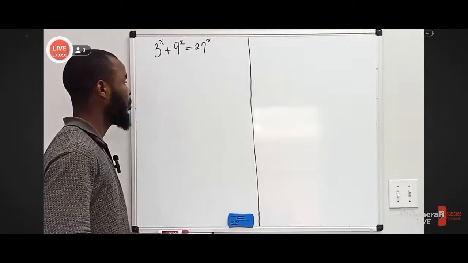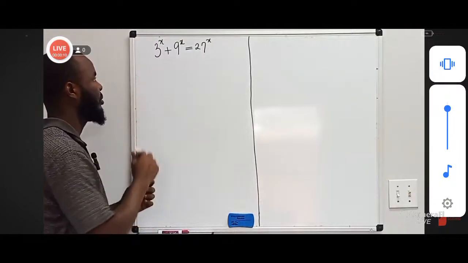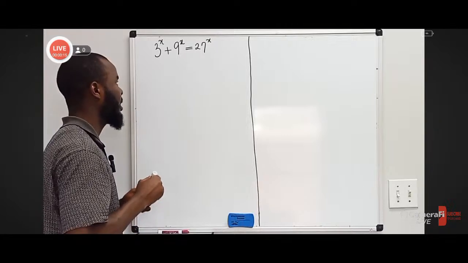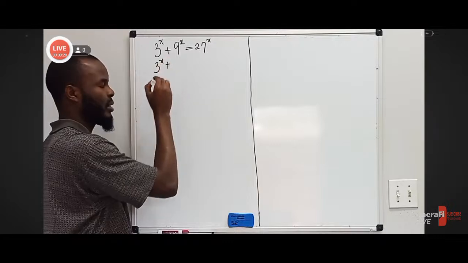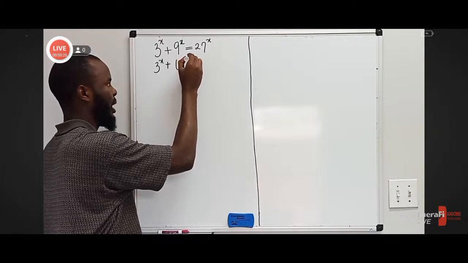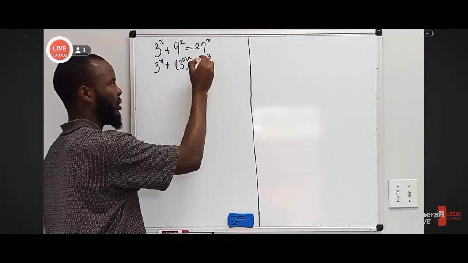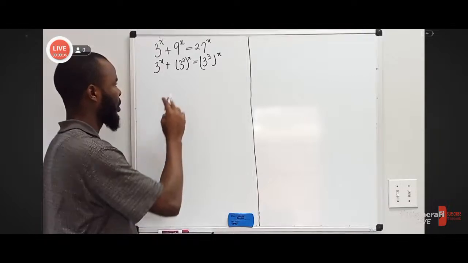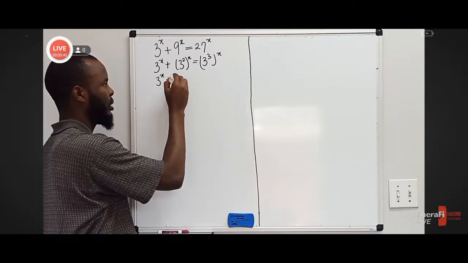Today, we want to solve for x in the equation given to us above here. So here we have 3 to the power of x plus 9 to the power of x equals 27 to the power of x. So rewriting this given equation, we have 3 to the power of x plus 9 can be written as 3 to the power of 2x, and also 27 can be written as 3 to the power of 3 to the power of x.